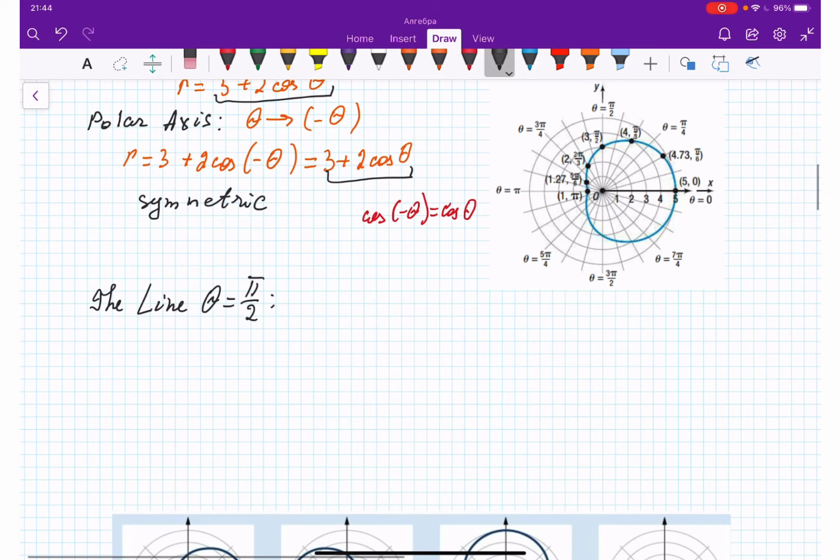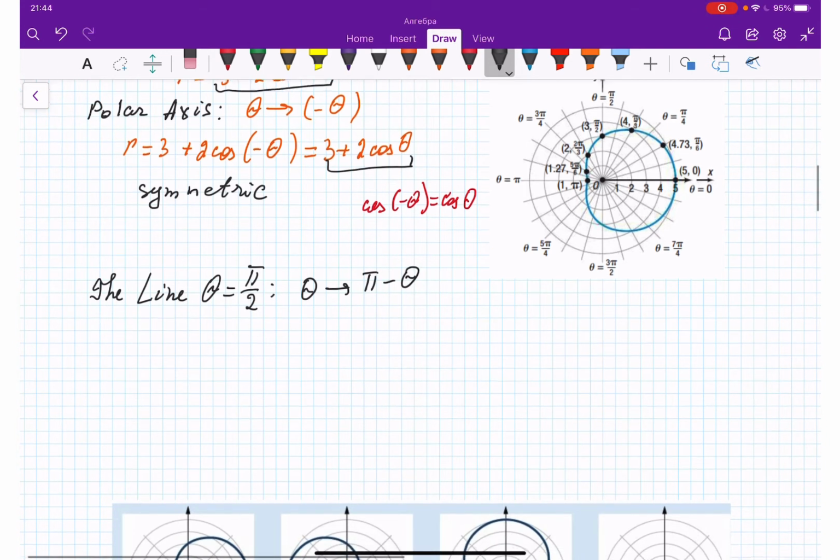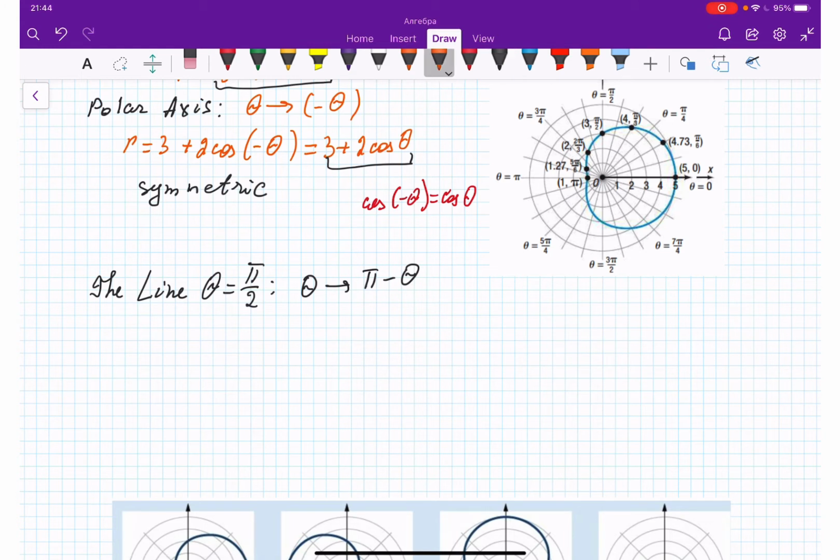Half a pi. So here we are going to replace theta, replacing by pi minus theta. Okay, and the result is going to be r is equal to 3 plus 2 cosine pi minus theta, and this is equal to 3 plus 2.